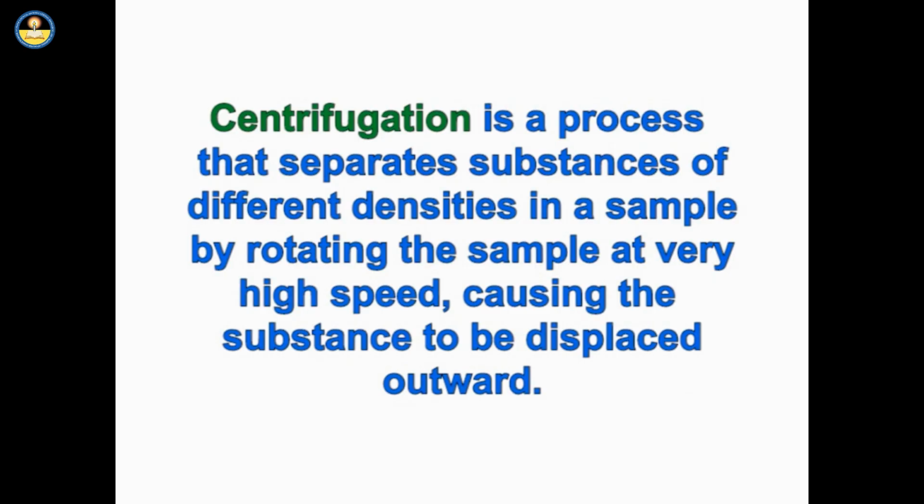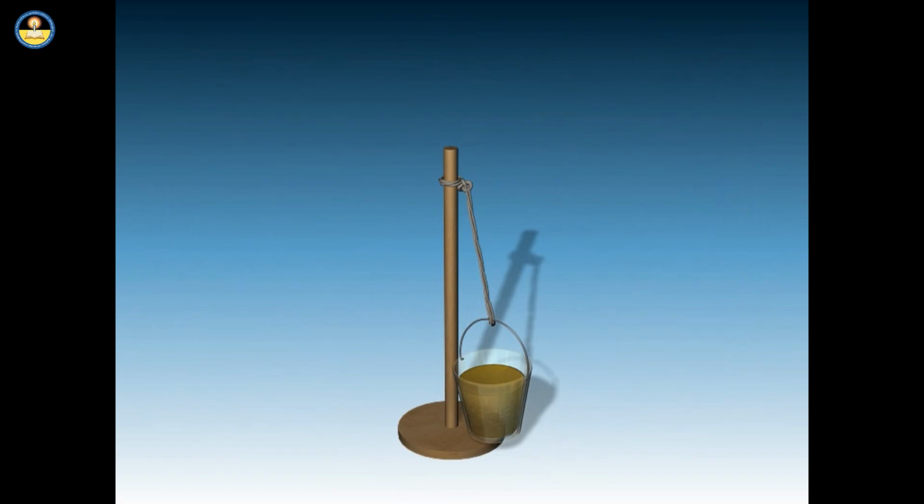Centrifugation is a process that separates substances of different densities in a sample by rotating the sample at very high speed, causing the substance to be displaced outward. Let us perform an activity to prove this. We take a bucket of muddy water tied with a rope to a central support.